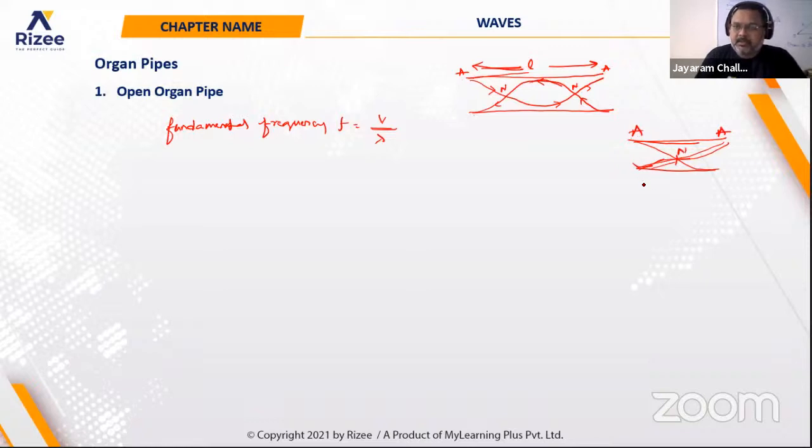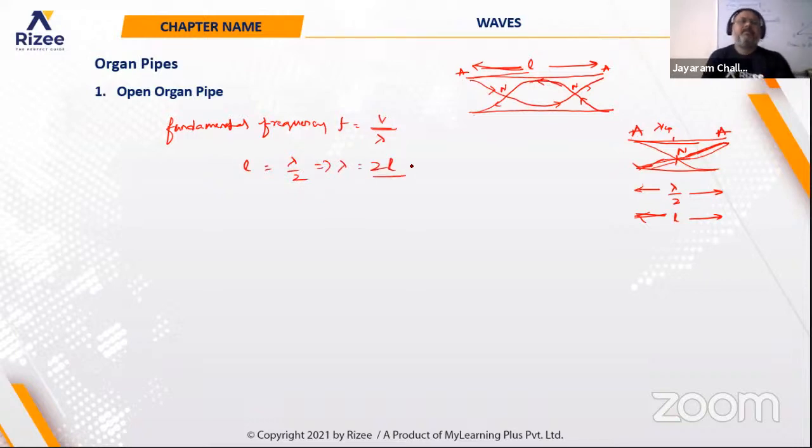So the distance between an antinode and the next antinode can be taken as lambda by 2, which is the distance in your wavelength conditions. And the distance between the node and the antinode is lambda by 4. Now the total length of the pipe is taken as L, so you can equate that length L is equal to lambda by 2. From this, the wavelength can be written as 2 times the length of the pipe.